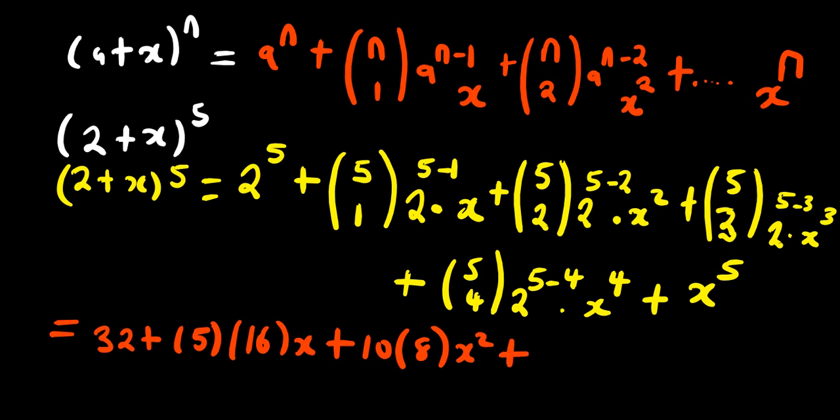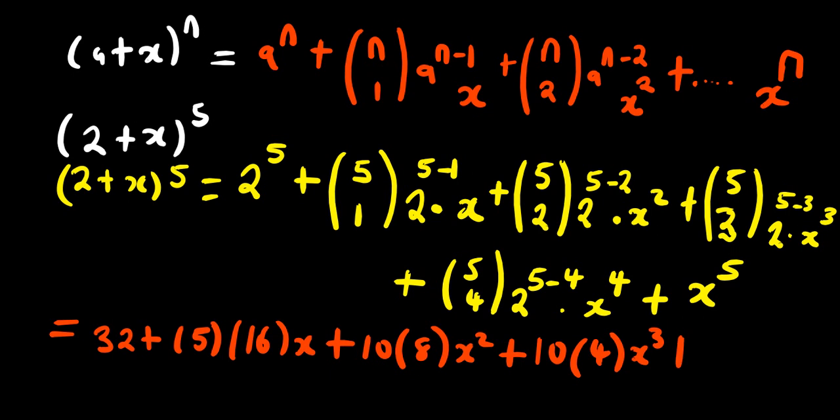Then we come to the other part, this one. So 5 combination 3, we found a 10 as well. So that was 10. Then this is going to be multiplying by 2 to the power 5 minus 3. 5 minus 3, that is 2. 2 to the power 2, that is 4. So this will be 4. Then don't forget your x to the power 3 at the far end.